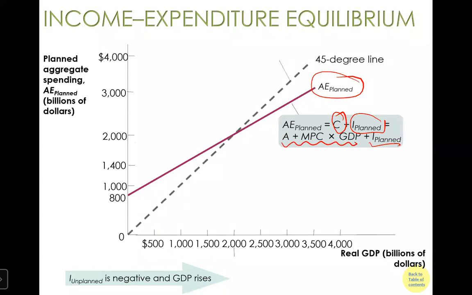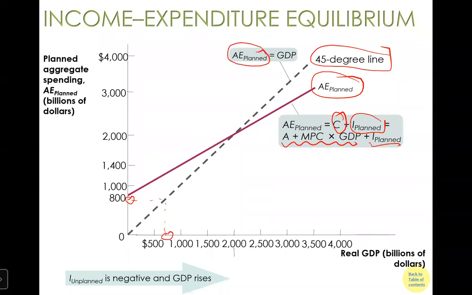Next, we add this 45-degree line. But what is particular about this 45-degree line? Along this 45-degree line, everything is equal. I mean, the number from the x-axis versus the y-axis, they are equal. Furthermore, that means along this 45-degree line, planned aggregate expenditure is equal to real GDP.